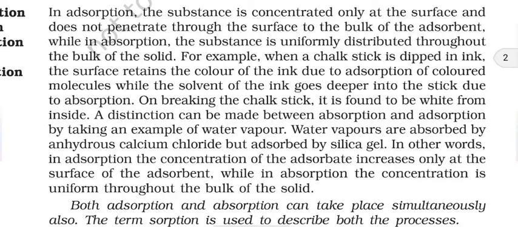So the colored portion of the ink is adsorbed on the surface of the chalkstick, and the solvent of the ink will be absorbed. When we break the chalkstick after dipping it into the ink, you will notice the surface is colored and the inner part is wet but colorless. So it represents that the solute is adsorbed on the surface while the solvent is absorbed inside the bulk of the chalkstick. Both phenomena are observed in a single practical. On breaking the chalkstick, it will be found white from the inside.